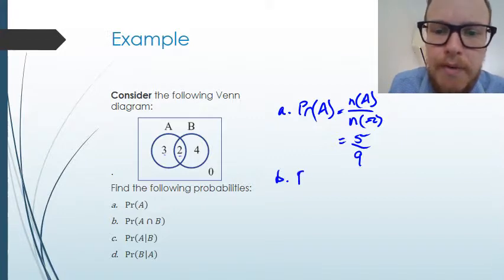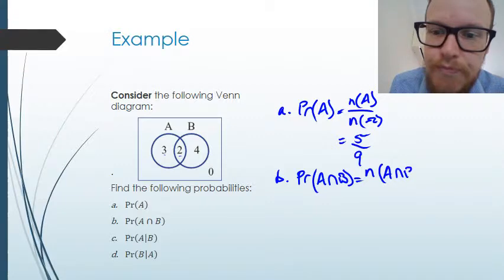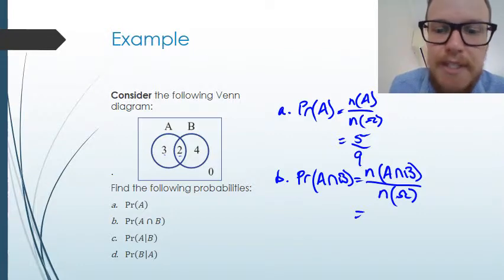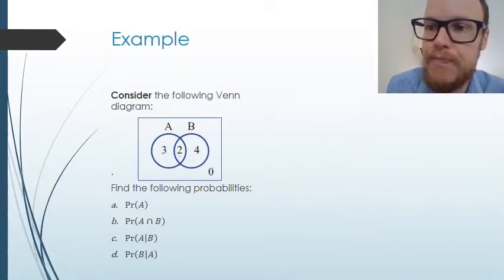For B, the probability of A intersection B occurring is the number of elements in A intersection B divided by the number of elements in the sample space. So the number of elements in the intersection is 2, divided by the total number of elements in the sample space, which is 9. So the answer is 2/9.